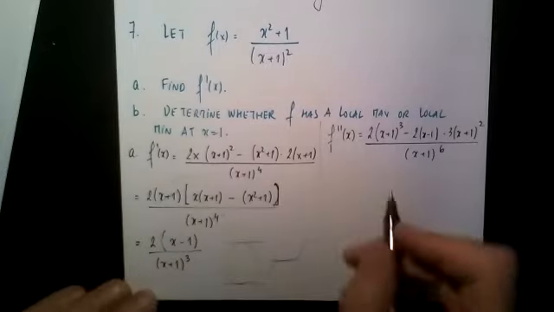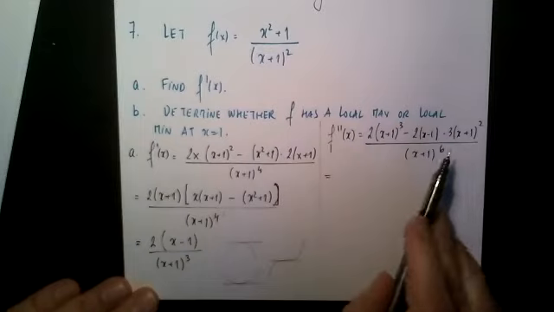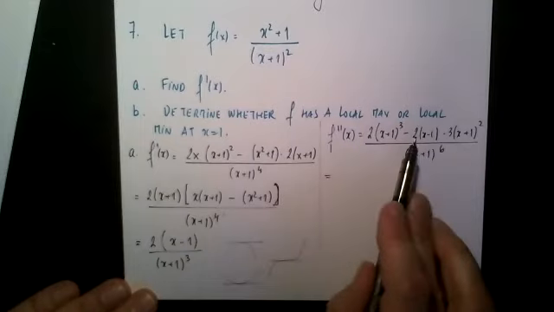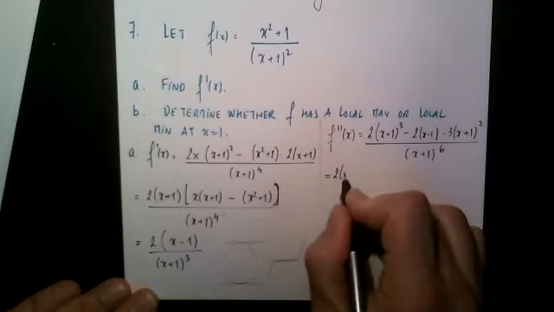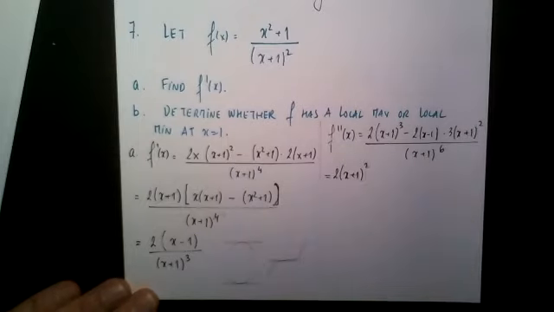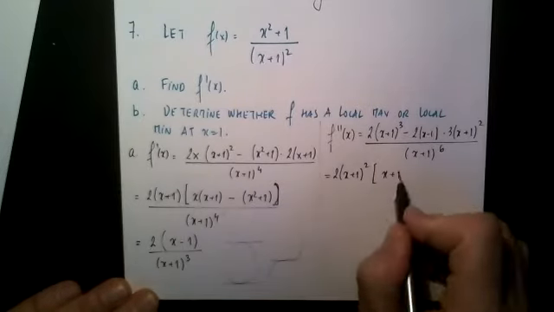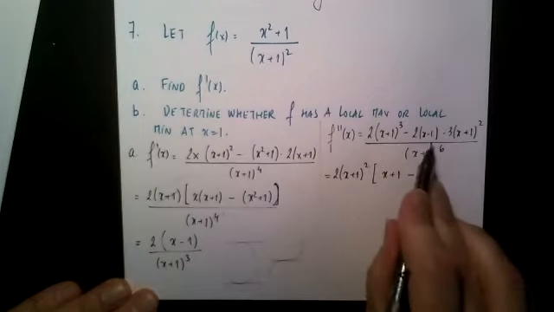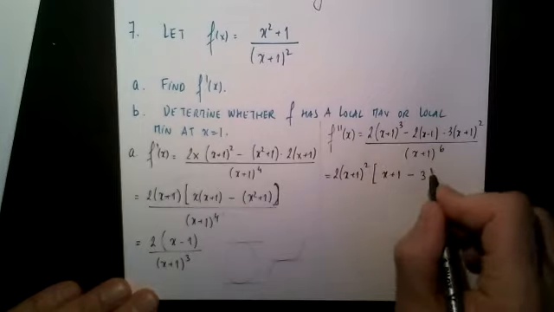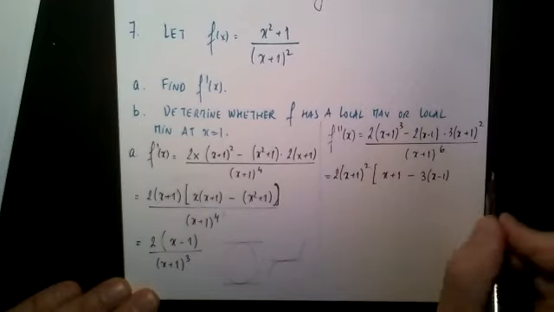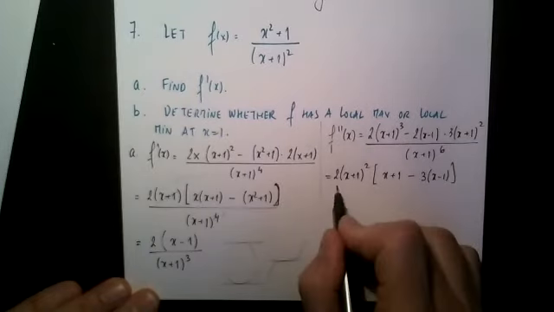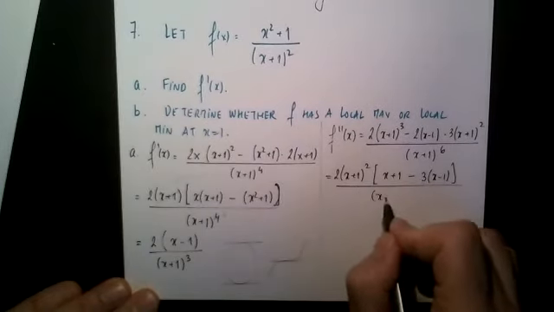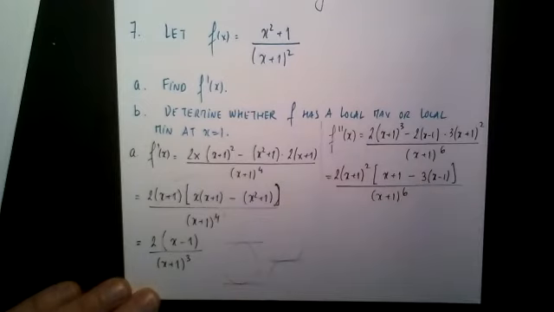Okay, and now I'm going to simplify here. So I'm going to pull out again a 2 and a 2, and an x plus 1 to the power of 2. So 2 times x plus 1 to the power of 2 times, x plus 1 minus 3 times x minus 1. That's what I have. And on the bottom, x plus 1 to the power of 6.